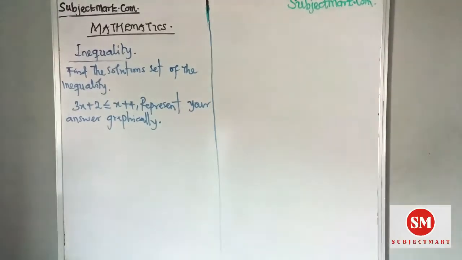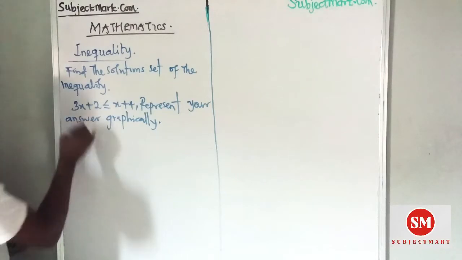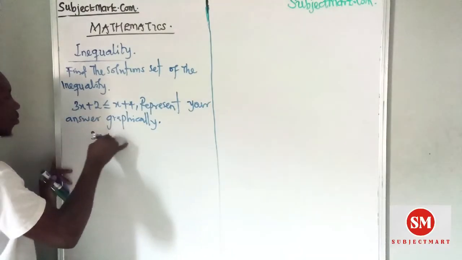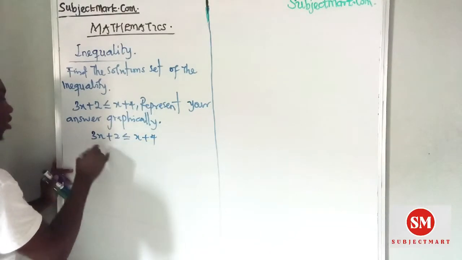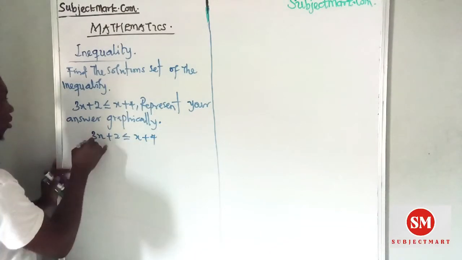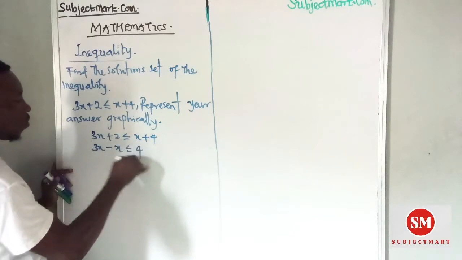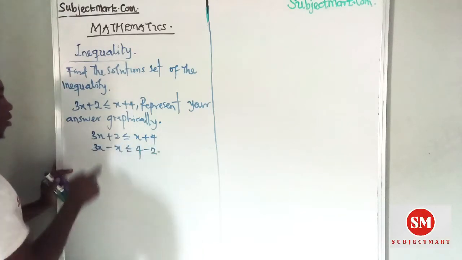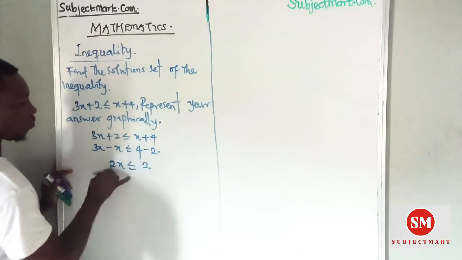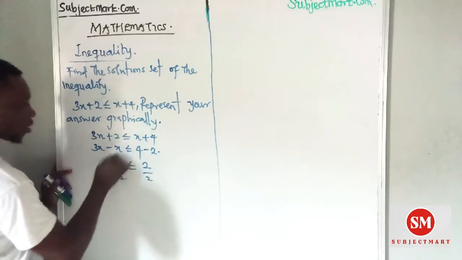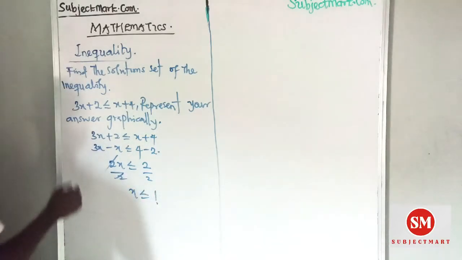Now, this question said find the solution set of the inequality. And what is the inequality? The inequality says 3x plus 2 is less than or equal to x plus 4. What's your solution set? Collect like terms: 3x minus x is 2x, less than or equal to 4 minus 2, 2. Dividing both sides by 2, the 2 cancels 2. So x is less than or equal to 1.